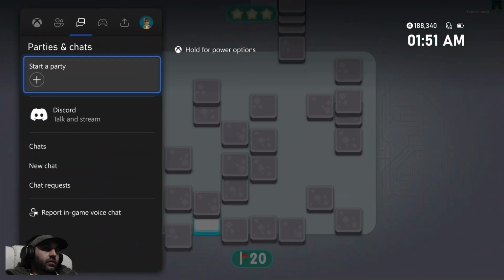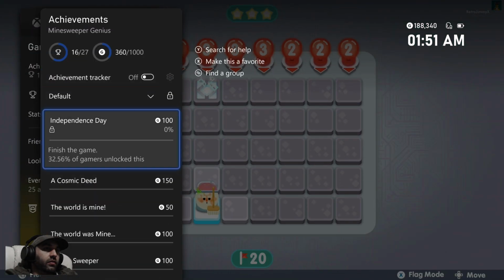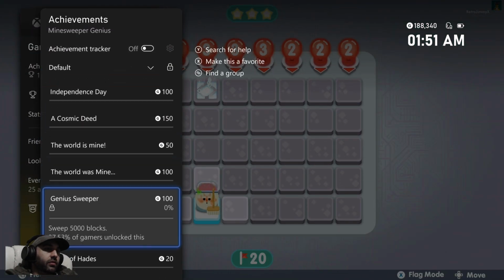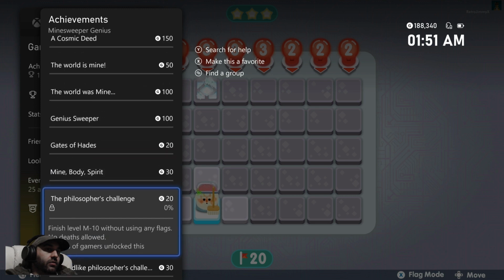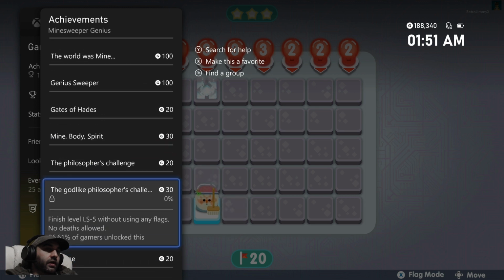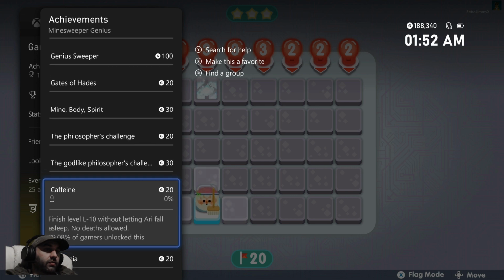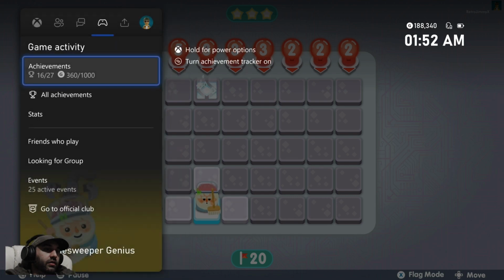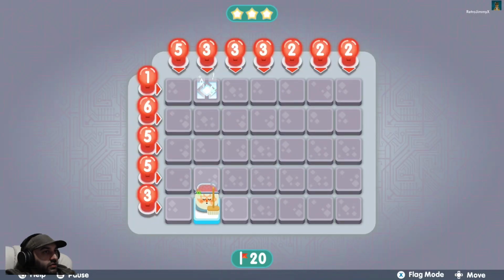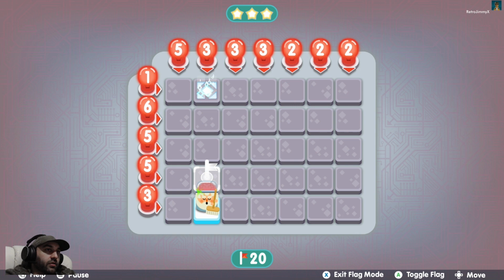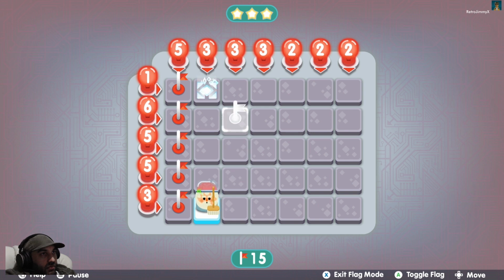Oh, wait, what was that? I said something about falling asleep. I'm struggling not to fall asleep. M10, LS5, without using any flags. No deaths allowed, LS5. And L10. Okay, L10's not falling asleep. That's alright. It's actually quite challenging. It's the most challenging I find. And the levels only get bigger, really.